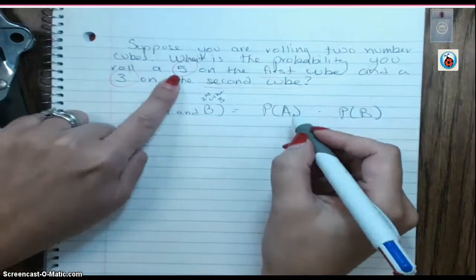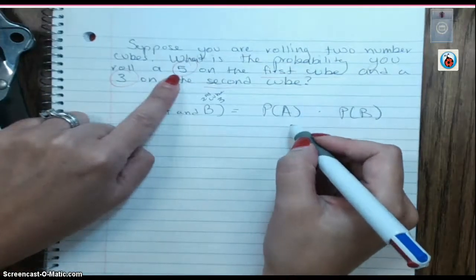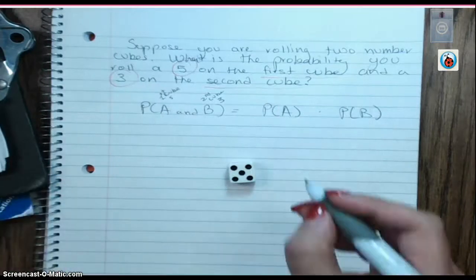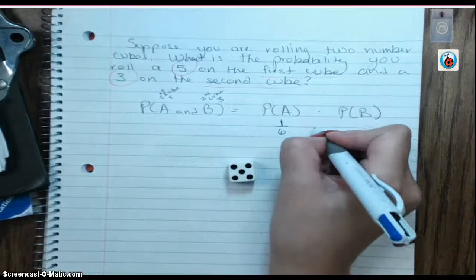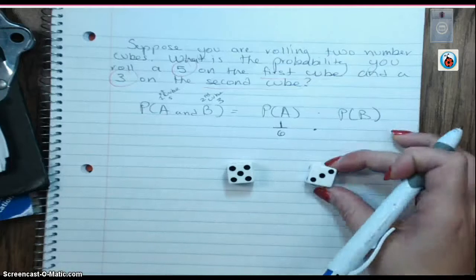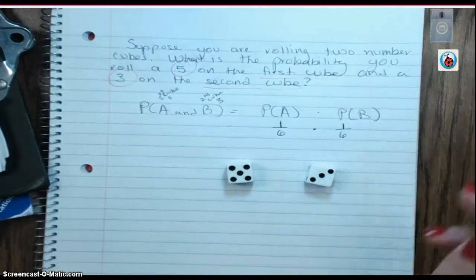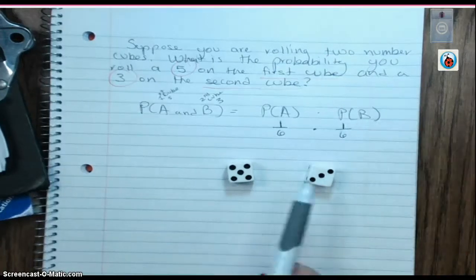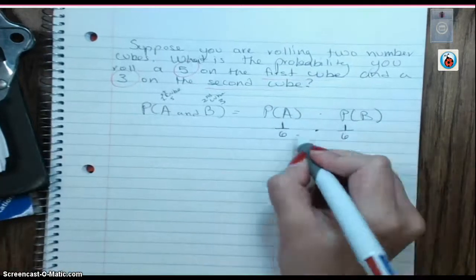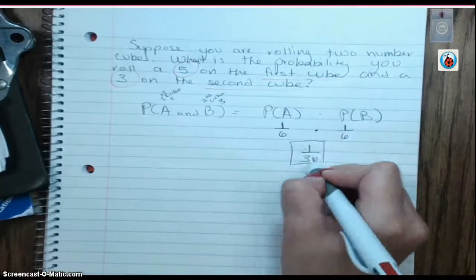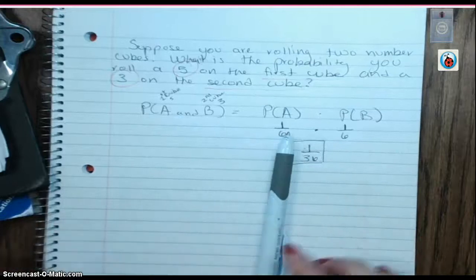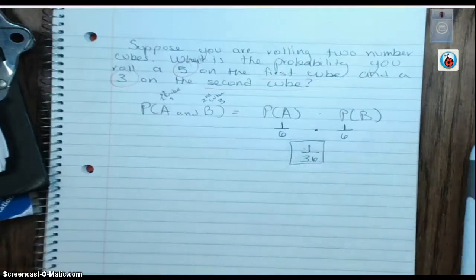So what is the probability of rolling a 5 on a number cube? How many 5s on one number cube? There is one 5, right? So that means 1 out of 6. How many 3s on a number cube? Only one 3. That means 1 out of 6. This is what we're trying to roll. If we multiply these, 1 times 1 is 1, and 6 times 6 is 36. That means the probability of rolling a 5 on one number cube and rolling a 3 on the other number cube is 1 out of 36.